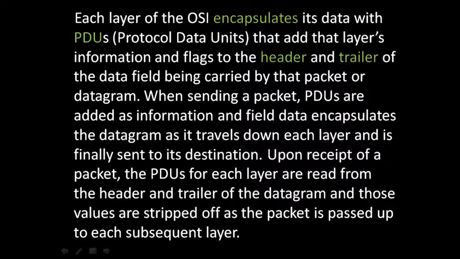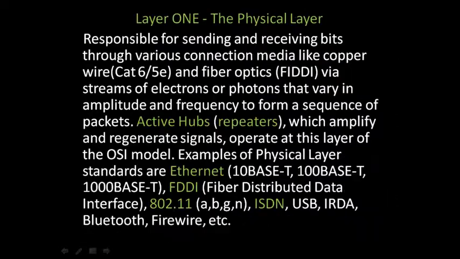Upon receipt of a packet, the PDUs for each layer are read from the header and trailer of the datagram, and those values are stripped off as the packet is passed up to each subsequent layer. Let's examine each of these 7 layers in greater detail.